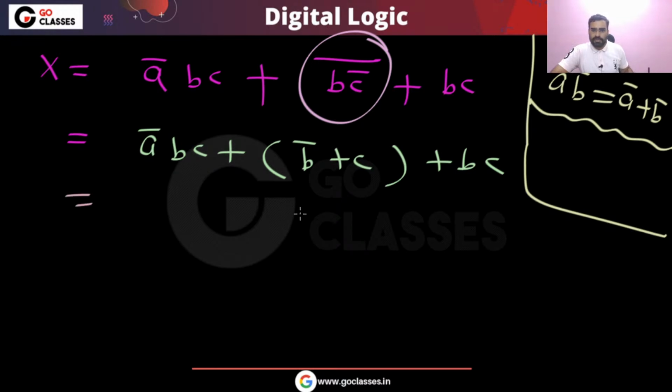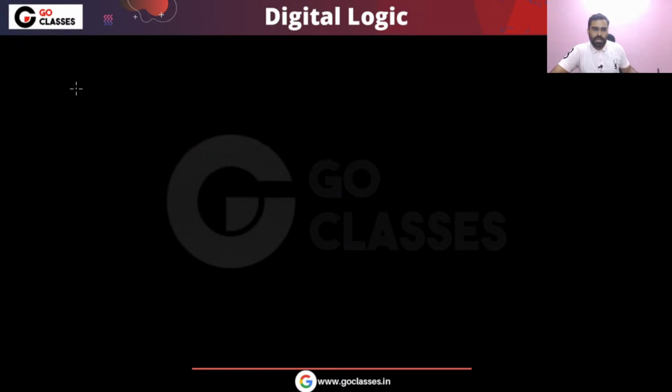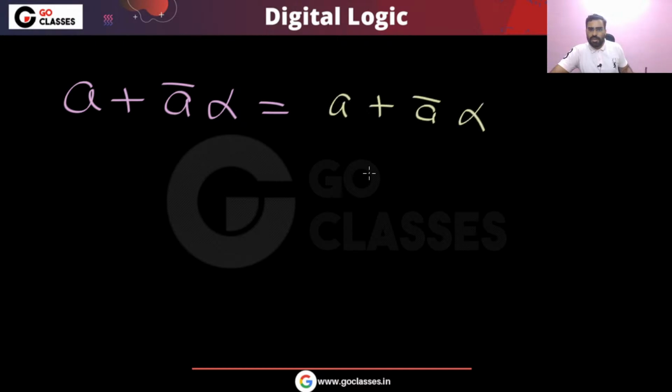Here you can check a property we know. What is the property? A or A bar anything, that is the same as this, where A bar will be gone. This is an important property: A or A bar alpha. In this situation you can cancel this, you can remove the A bar. So it will be A or alpha.